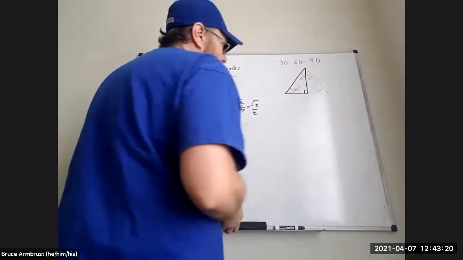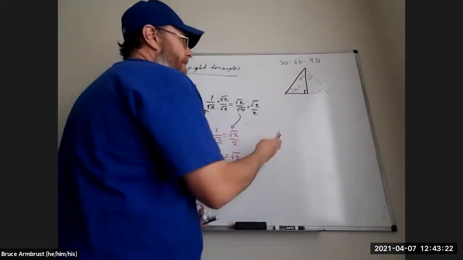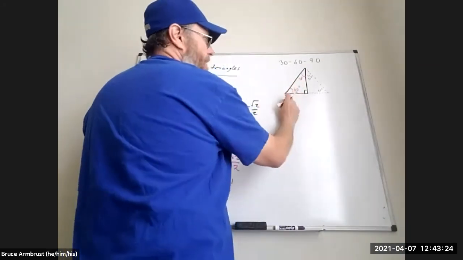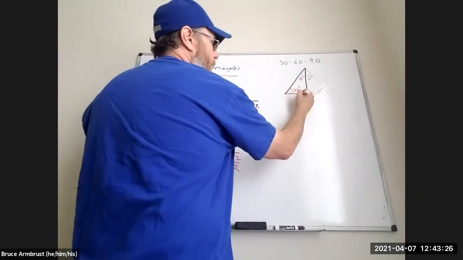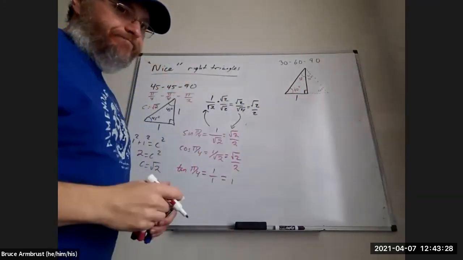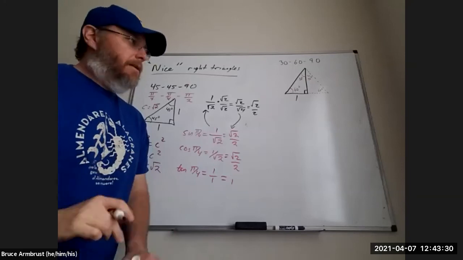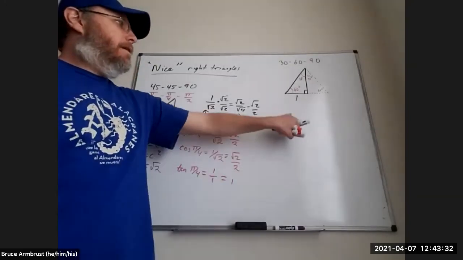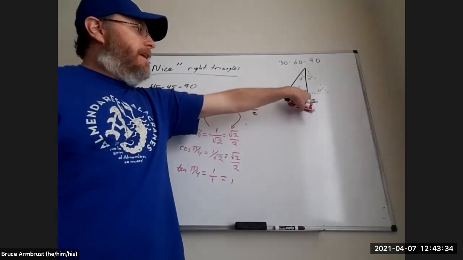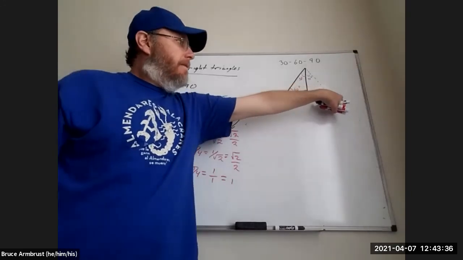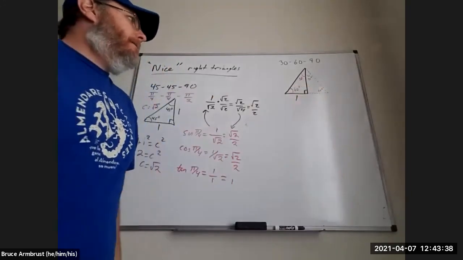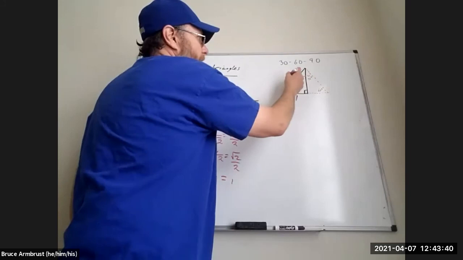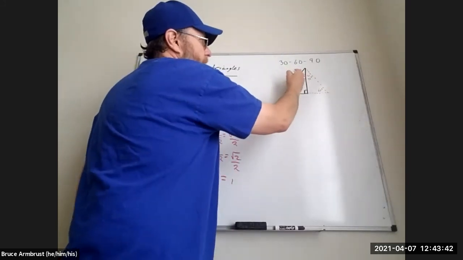Okay, so here's what I'm going to do to label these. I'm actually going to make this side on the bottom be 1. Trust me, it's going to be nice that that's 1. Because that's half of the long side. So that means that this long side has length 2.